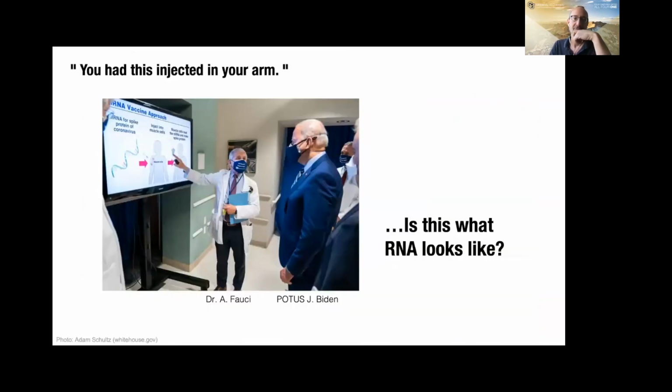Another example: I was happy during COVID, I could get a snapshot of Fauci at the time explaining to Biden how this mRNA vaccine works. And it shows one of these wavy blue lines again, and it's good, but at the same time I'm kind of turning green, thinking, okay, it's a wavy blue line with 16 nucleotides. This is not the mRNA vaccine we're thinking about. And this is not what RNA really looks like.